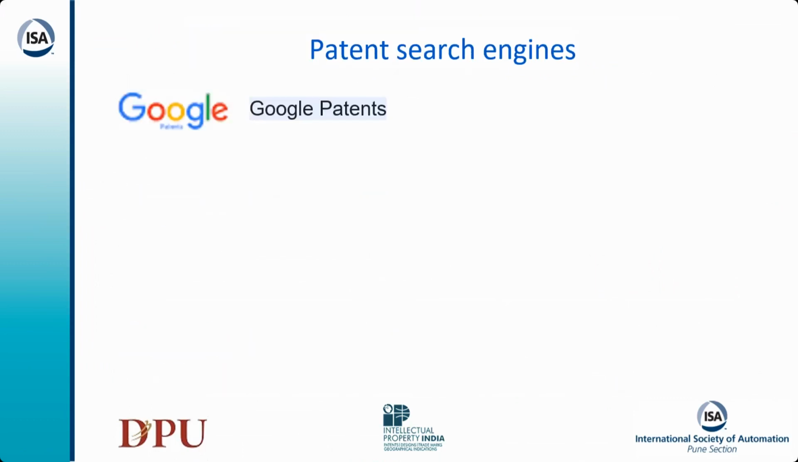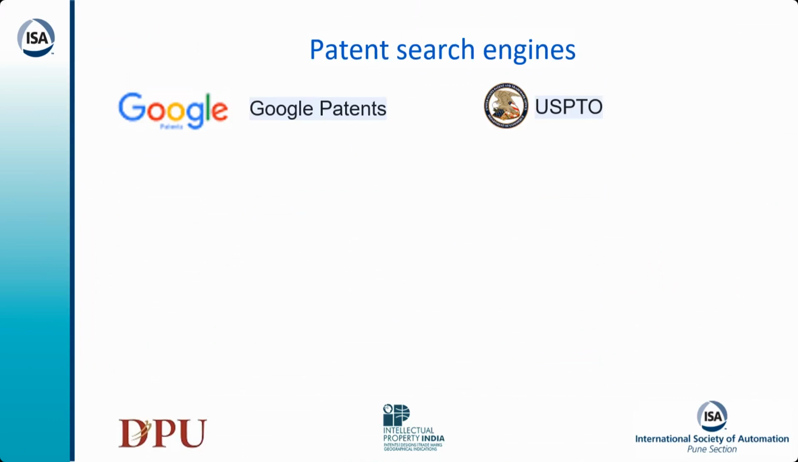Now these are the patent search engines. For prior art, we need patent search engines. A very common search engine is Google Patents. There is a separate website for this. You can go to Google Patents, put in your title or your idea, and search whether it is patented or not.